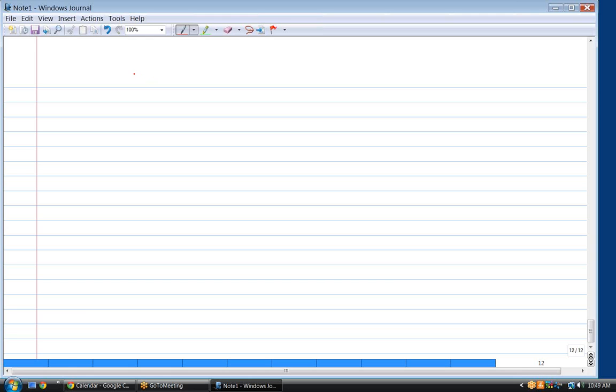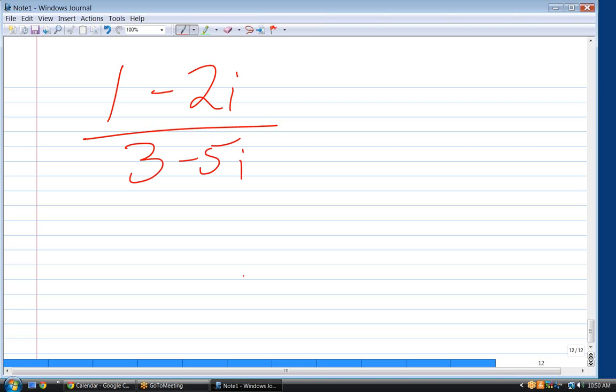Try one of those ones that you have the i in the denominator. Okay, good. That's a good one to try. So 1 minus 2i divided by 3 minus 5i. Okay, first step. Multiply both top and bottom by 3 plus 5i. Okay.